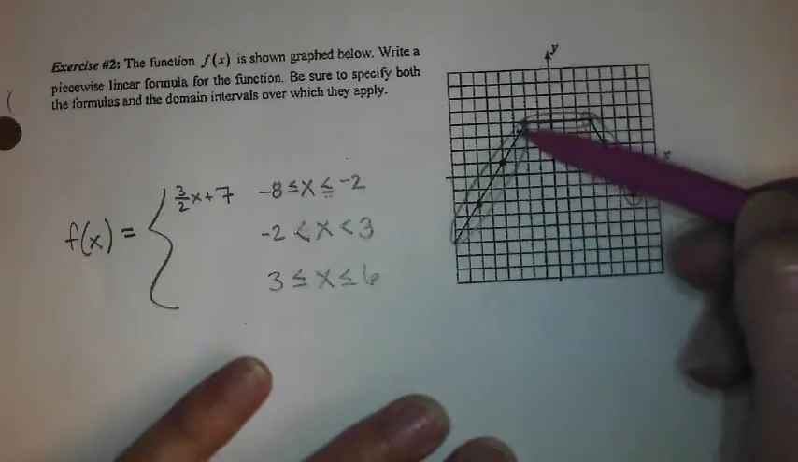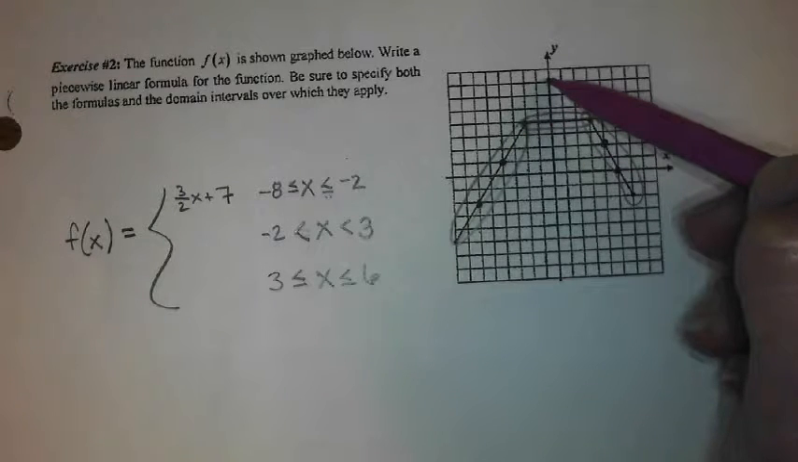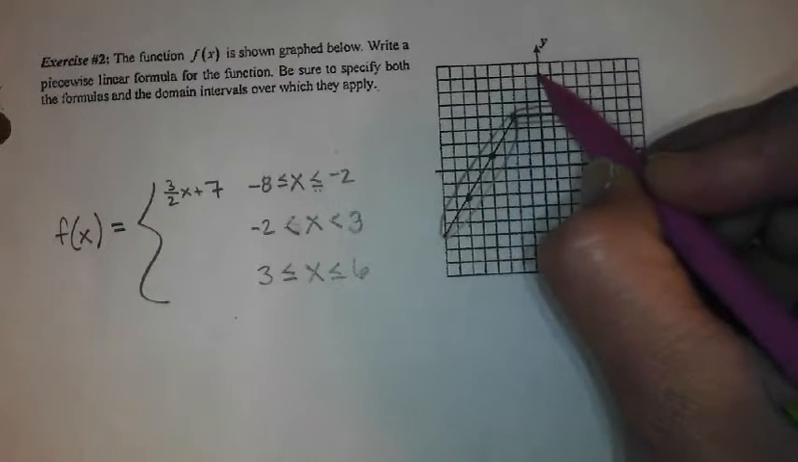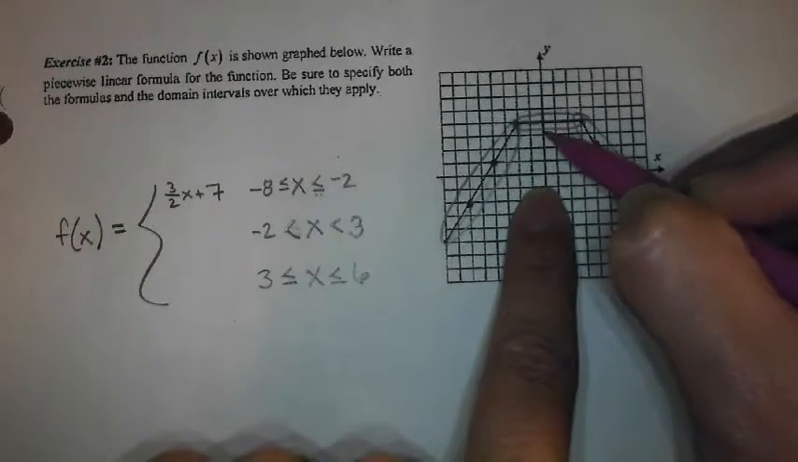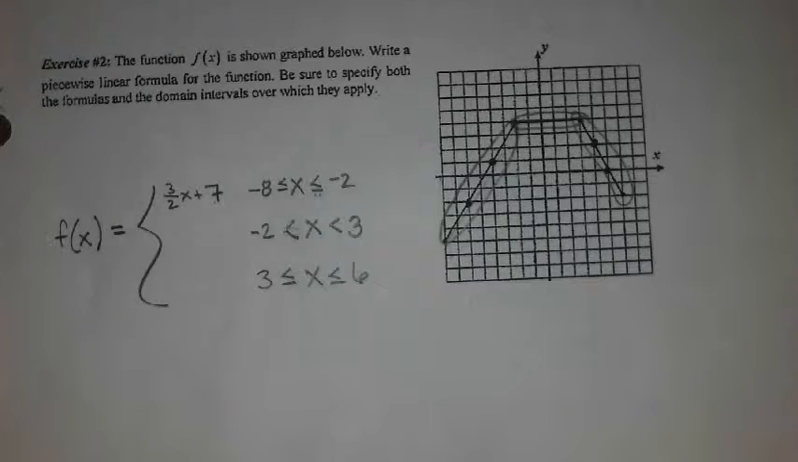Okay, so even though it doesn't run into the y-axis, he kind of projected as if it was going to. So if he kept going up 3 over 2, it would have crossed there. And so he used 1, 2, 3, 4, 5, 6, 7 as his y-intercept. Awesome. Does that make sense?